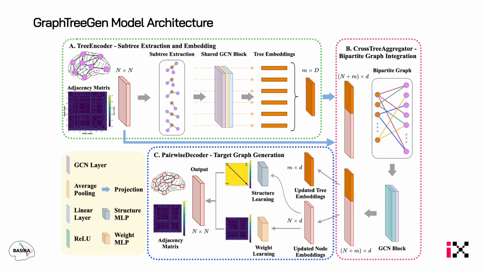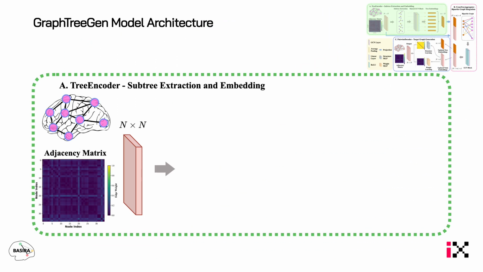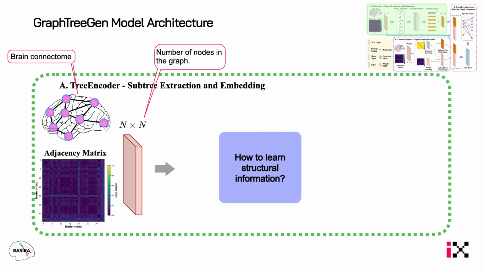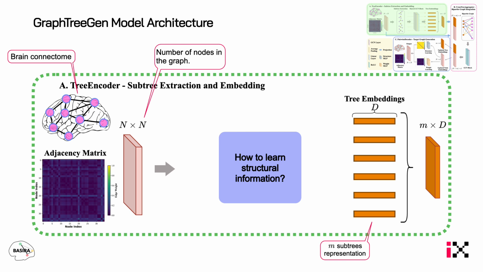Here's an overview of our GraphTreeGen model architecture. Let's go over this step by step. First is the tree encoder block. In this block, we input the brain connectome graph. We want to learn a good representation of the graph. How to learn structural information? Here, we come up with the idea of subtrees, which can capture the local structural information of the graph. We hope to get the embeddings of these subtrees to represent our input graph.